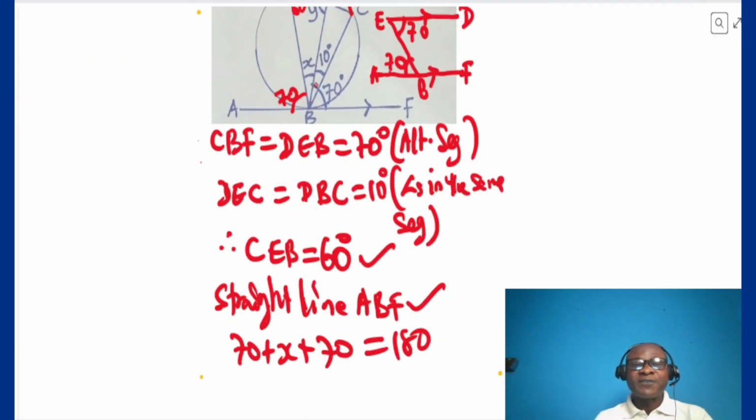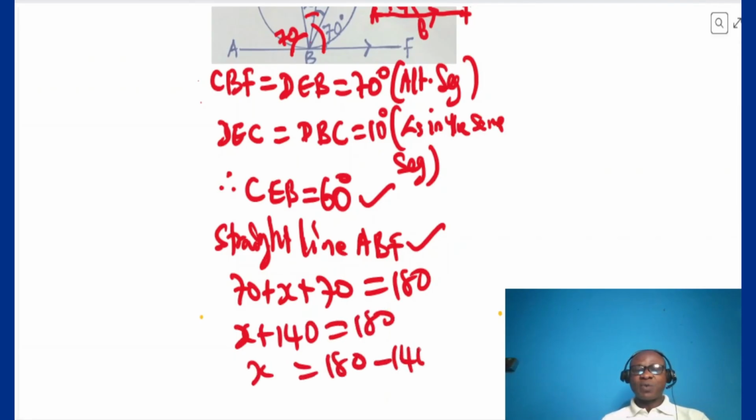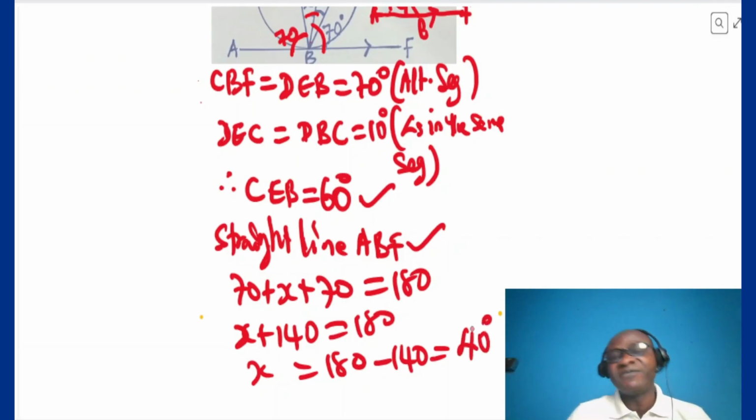So remember that from here to here is 70. Also from here to here is 70. Then this small space is X. Mind you, this 10 is inside this 70, so take note of that. Therefore, we can now easily get the value of X. What will now be the value of X? X plus 140 is equal to 180, making X to be 180 subtract 140, and that is equal to 40 degrees.